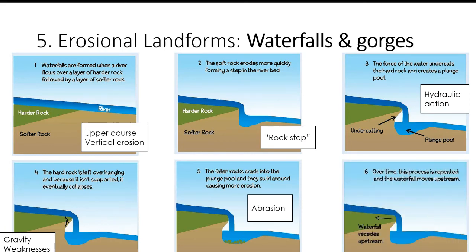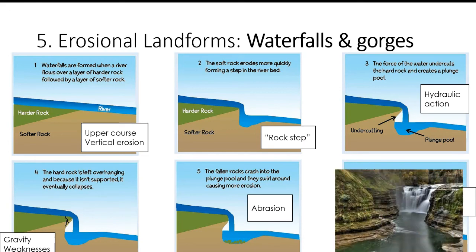Now, eventually that will continue to the point where that hard rock will continue to collapse and retreat here to the left of the diagram, but in real life it will actually be going upstream, and that will create the second landform of a gorge. So if we have a little bit of a look at this image here, you can see how, or imagine how, this waterfall was actually closer to the point at which the photograph was taken, and over time it has retreated backwards as the hard rock has collapsed into that plunge pool.